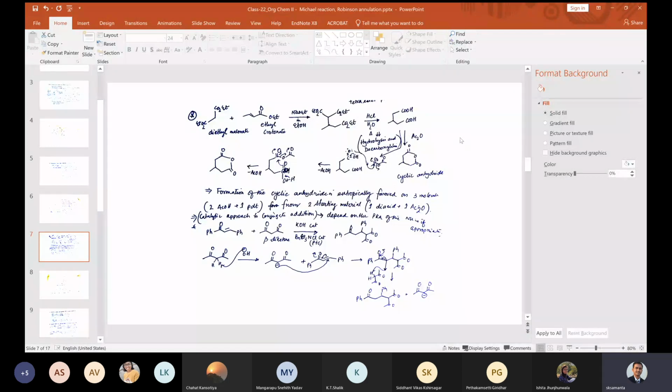In the exam sometimes the question comes: how do you justify this anhydride formation, because here the entropy is decreasing, but it is cyclizing? So how do you justify the formation of this cyclic anhydride? Then you have to show the mechanism.